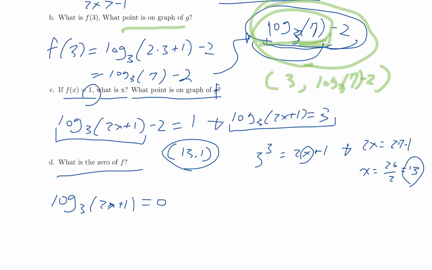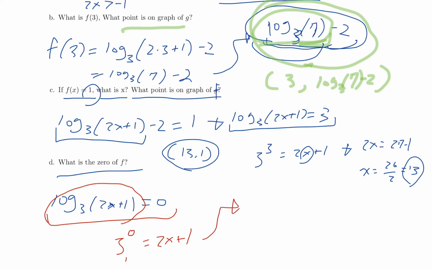So the way we do it is, once we have only a log expression on one side, we can rewrite it in exponential form. So this tells us that 3 to the 0 power will give me 2x plus 1. Now solve for x. 3 to the 0 power is 1. So 1 equals 2x plus 1. Subtract 1 from both sides, we get 0 equals 2x. So in this case, x equals 0.